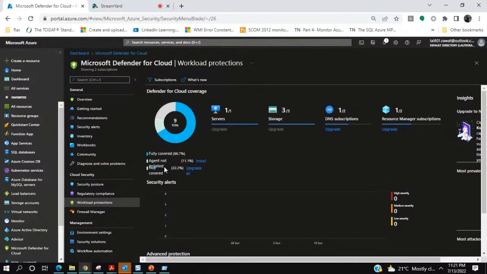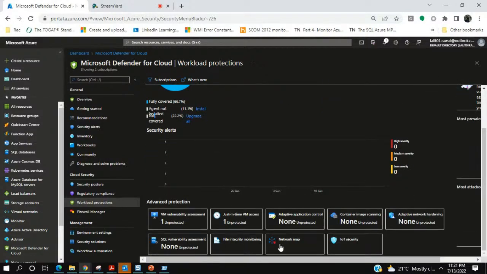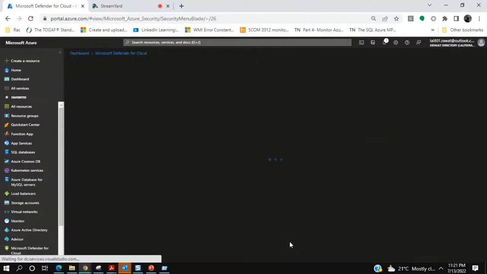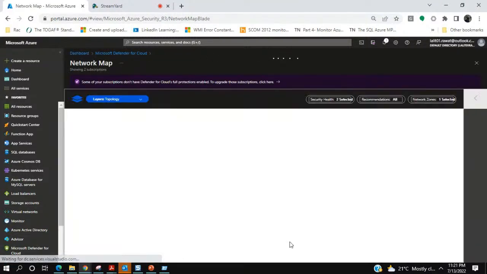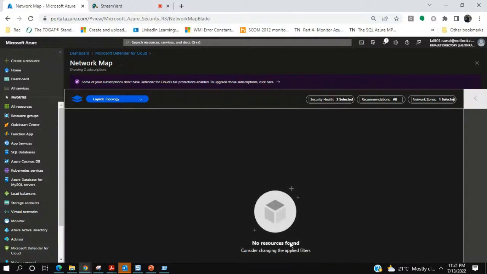How many services have you installed the agent on, and what services have not been covered? Everything inside it would be there, and if you can see the network map, in this particular network map, it will tell you for your subscriptions. It's not an upgraded one, so that's the reason it's giving some error. But it just gives you a layer topology and shows where your networks have some kind of issue, so you can have all of those recommendations around it.